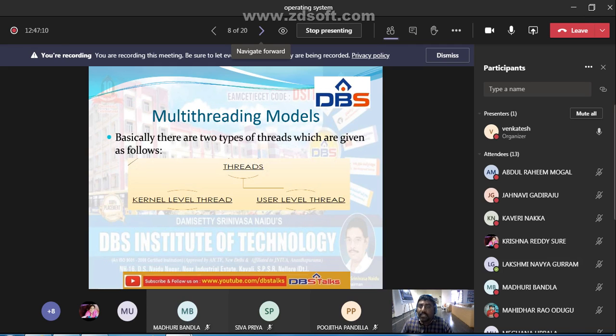Next, coming to the different types of threading models. Basically there are two types of threads, as we have just seen, single thread and multi-thread. Whereas there is one more category of threads: the kernel level thread and the user level thread. What we studied previously is the single threaded process and the multi-threaded process, where we have a single thread and multiple threads. Here, generally we have two types of threads, kernel level threads and user level threads.